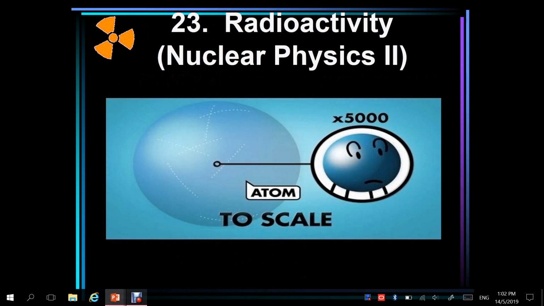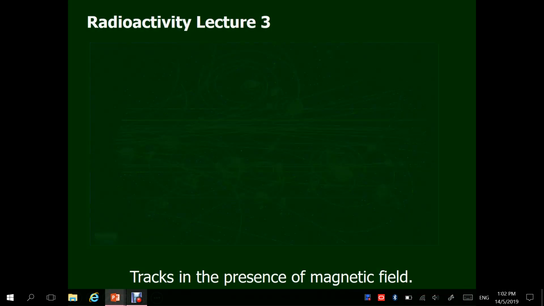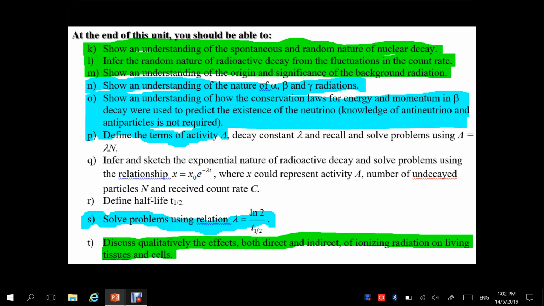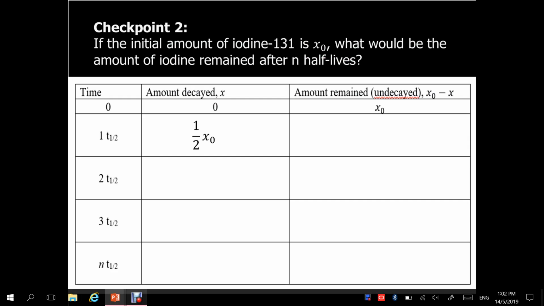Okay, so we skip this one. Okay, we skip this one. Okay, we come to checkpoint 2.